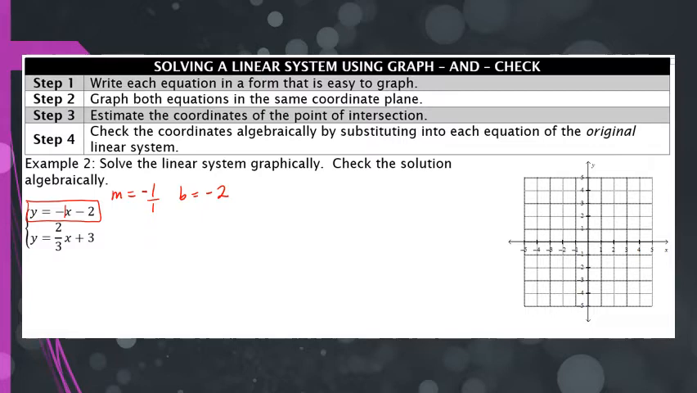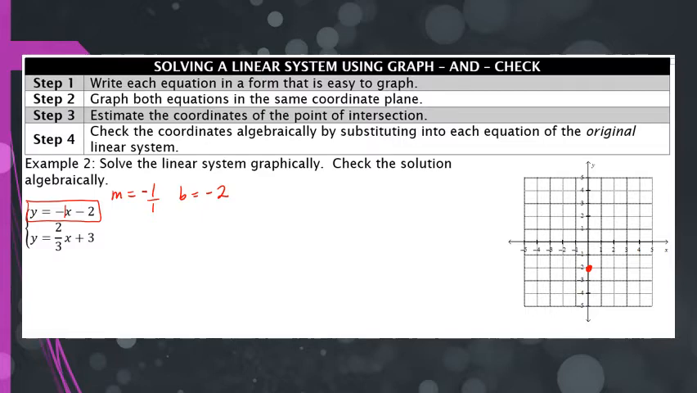So I'm going to go over to the graph now. I'm going to plot the point, my y-intercept at negative 2, and then my slope is negative 1 over 1. So I'm going to go down 1 and right 1, or I can go up one and left one. You have to go one positive direction and one negative direction. And I'm actually going to do both.